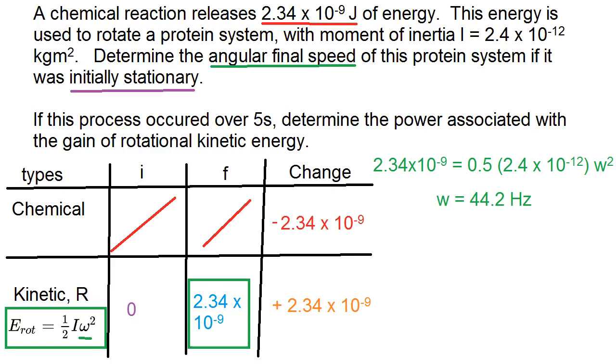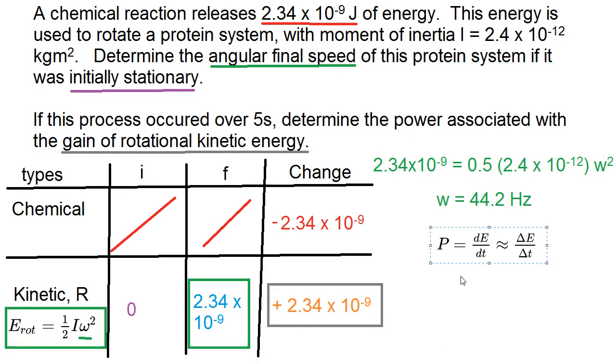Now, for the second thing here, we are asked to do something a little bit different. We're asked to determine the power associated with the gain of rotational kinetic energy. Now, the gain of rotational kinetic energy, we know what it is. We know it's 2.34 times 10 to the -9 joules. Power is actually a relatively straightforward thing to calculate. What it represents is the change in energy divided by the change in time over which it occurs.